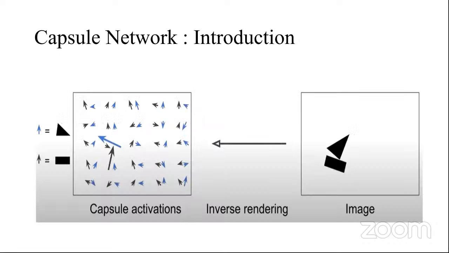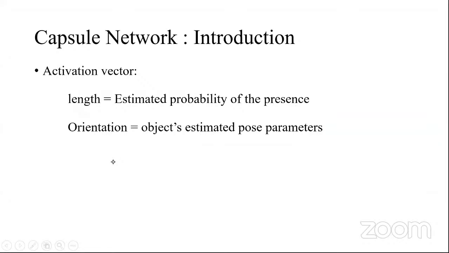In the previous diagram, the small arrows mean that the object is not found. The length of the arrow is the estimated probability of the presence, that the image is there at that particular location. And the orientation is the pose, at what angle, the estimated pose parameters or orientations. These two combined together are called the activation vector. So I can say the object's rotation, its thickness, how much it is stretched, those are the 3D parameters of the particular object, where it is exactly located.